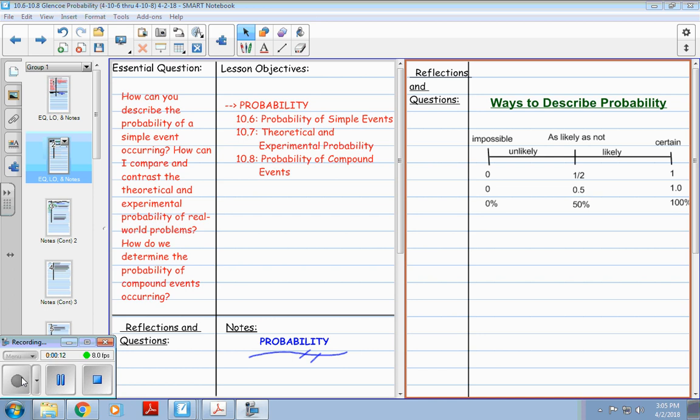So what we have done in this lesson is combine 3 lessons together that all focus around one topic, which is probability. These will align with the textbook in 10.6, 10.7, and 10.8. What we'll be covering in this lesson today is how to find the probability of a simple event, how to find the difference between a theoretical and experimental probability, and then lastly, how to work on finding the probability of a compound event. And everything should grow upon each other. So go ahead and pause here and copy down what you see.